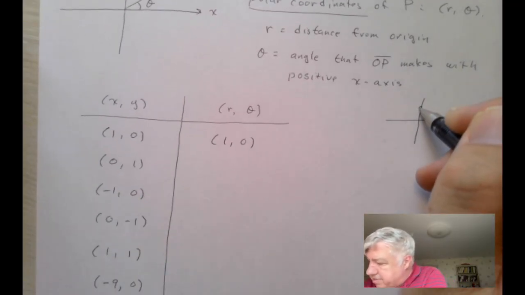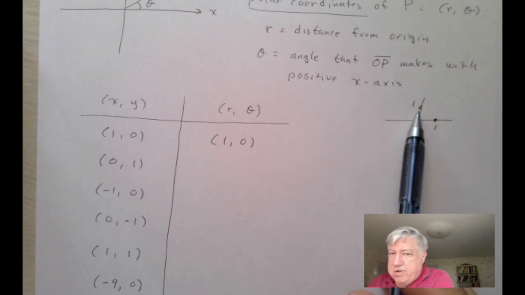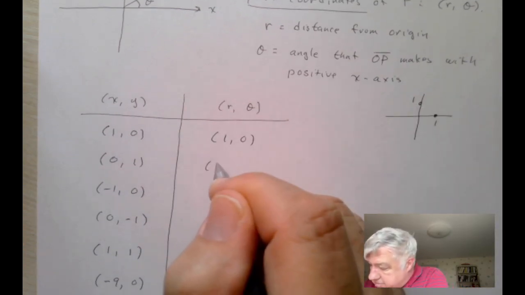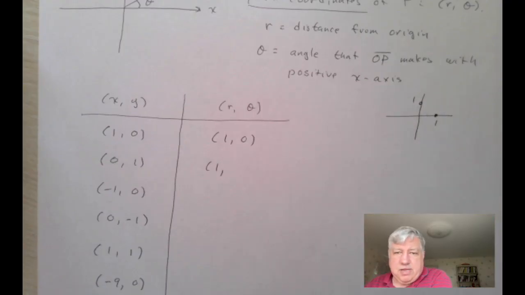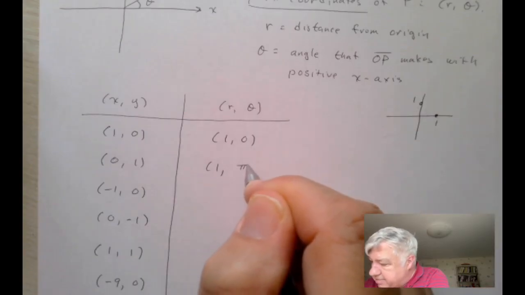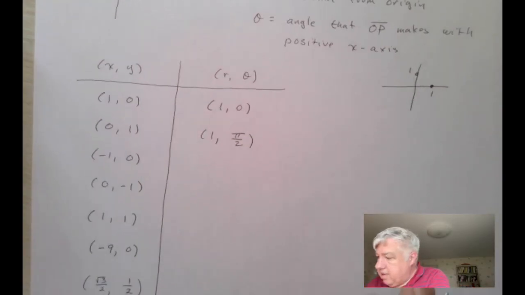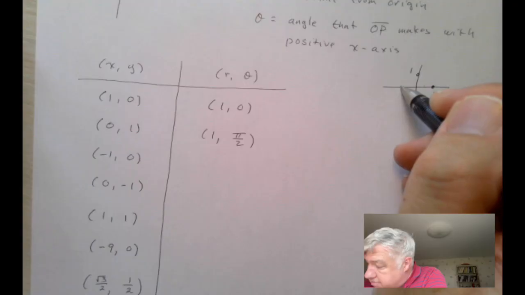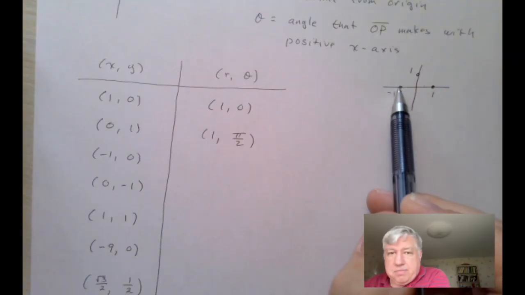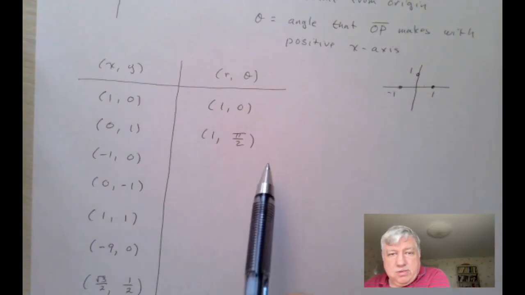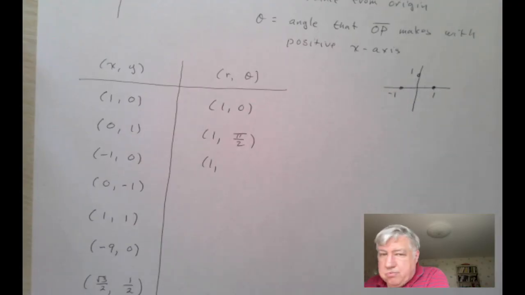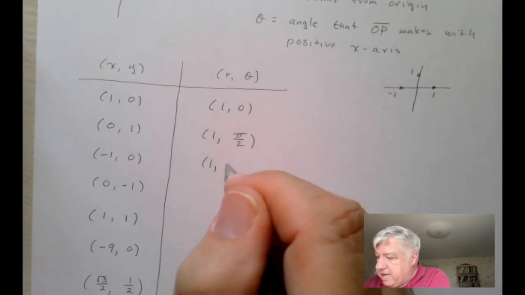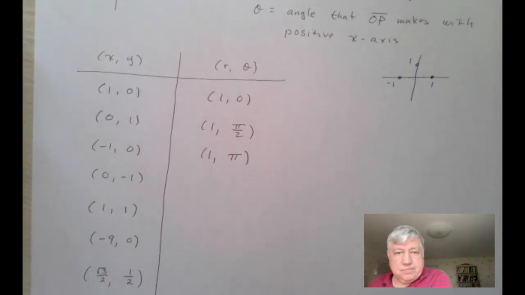What about 0, 1? Well, 0, 1 is up here. And once again, we're 1 unit from the origin. But now the angle is 90 degrees, but we don't use 90 degrees. We're back to using just radians. So that would be pi over 2 radians. Okay, negative 1, 0. The distance from here to here is 1, and the angle from here to here is 180 degrees, but in radians, that's pi radians.